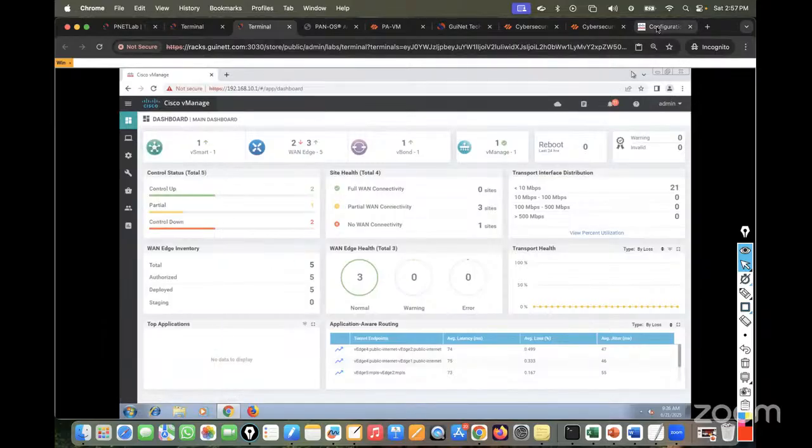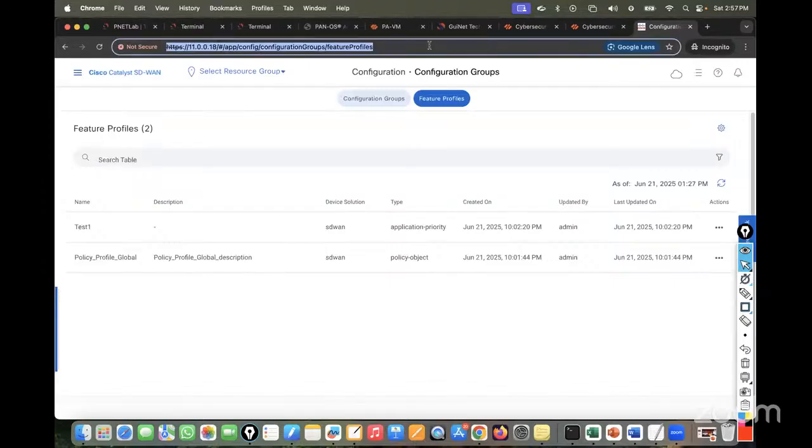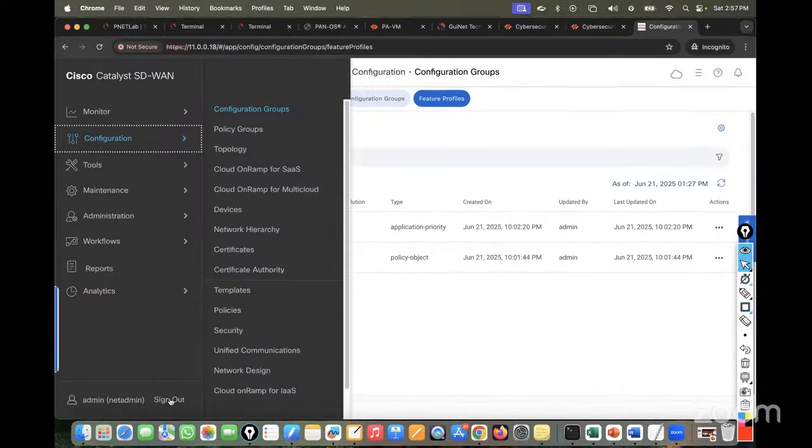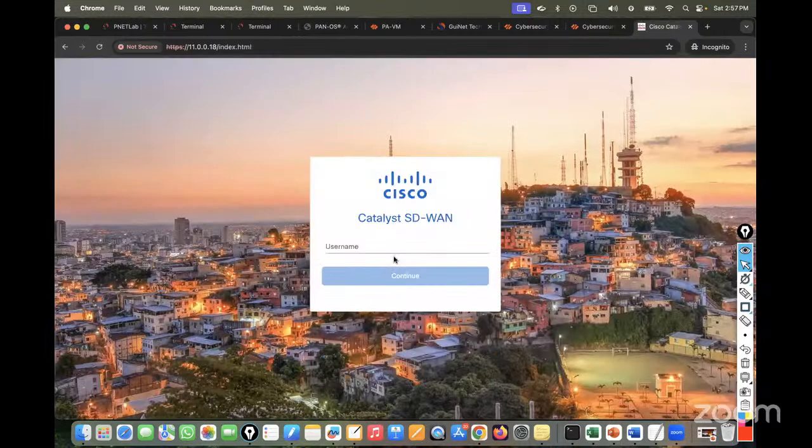But how is it going to look like if I show you this? Let me show you something different than this. So this is the new UI of the Catalyst SD-WAN. How many have seen this dashboard in the past? Anyone except previous batch students? Anyone seen this dashboard in the past?